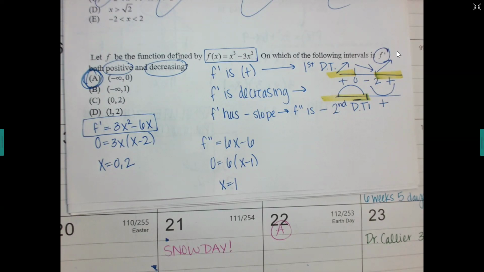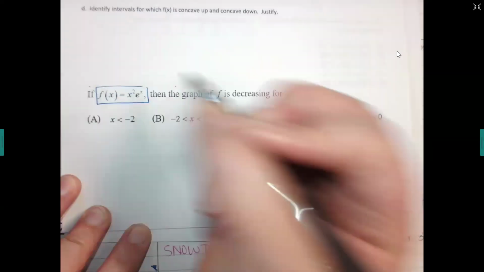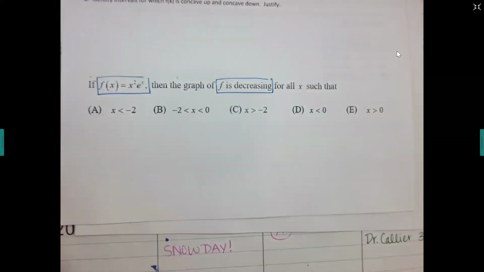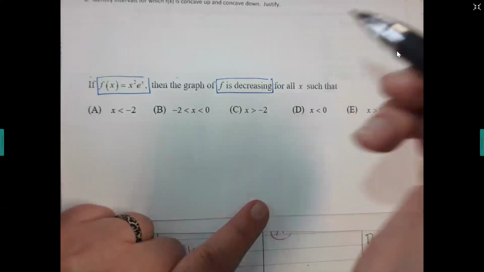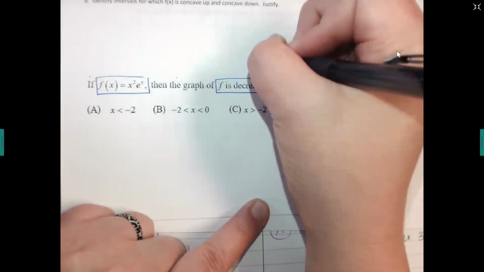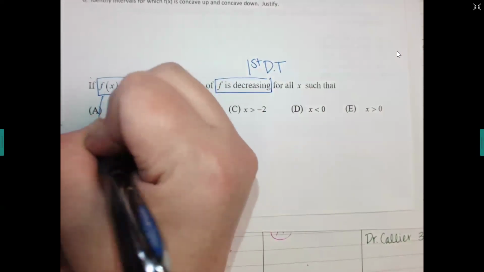Next one, let's do the one down there at the bottom. So we have an equation, f of x equals x squared e to the x. Okay, we are asked to find where f is decreasing. First question, are we doing a first derivative test or a second derivative test if we want to know decreasing? First, second would be concavity, right? So we're going to do a first derivative test, which means that I need to take f prime of x.